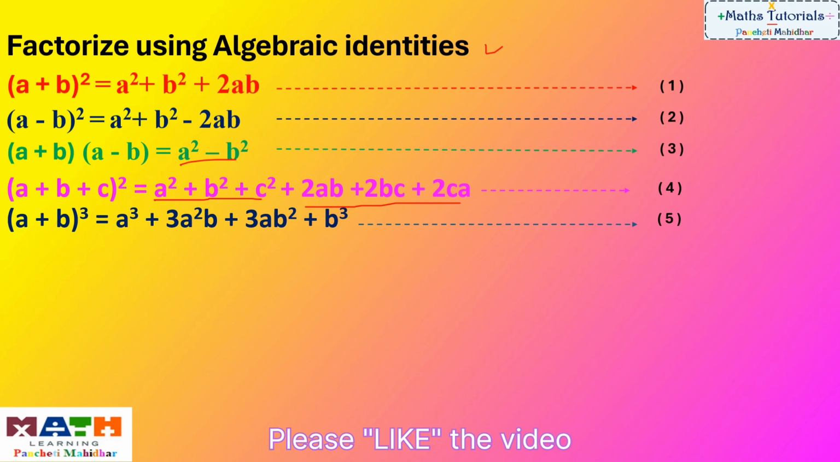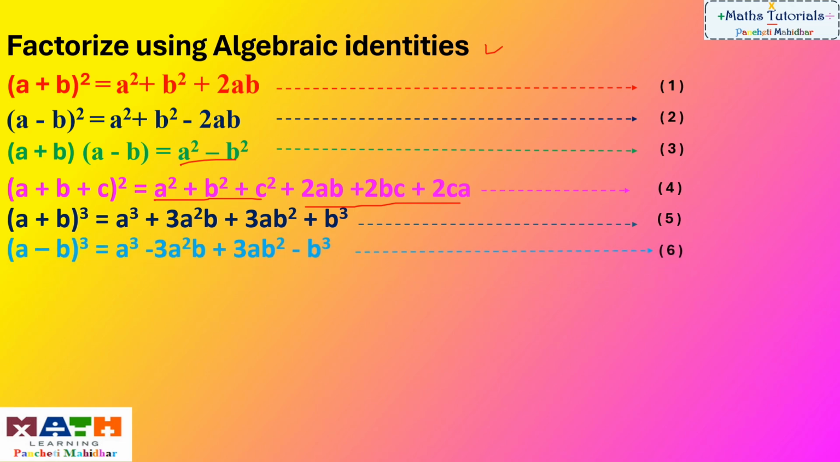a plus b whole cube is equal to a cube plus 3a square b plus 3ab square plus b cube. a minus b whole cube is equal to a cube minus 3a square b plus 3ab square minus b cube. You can see the difference when there is a minus: alternate terms are negative.